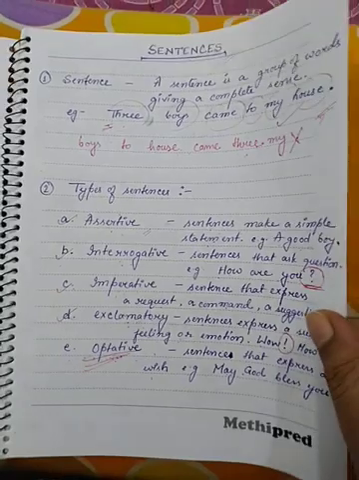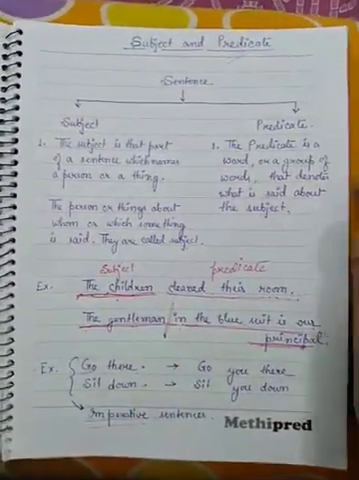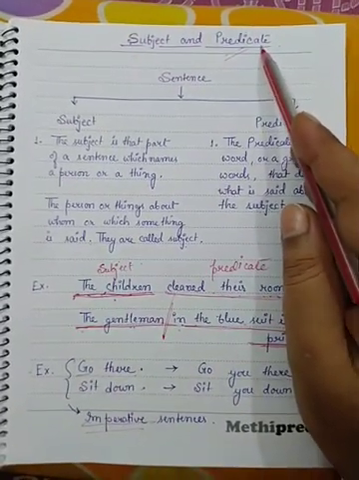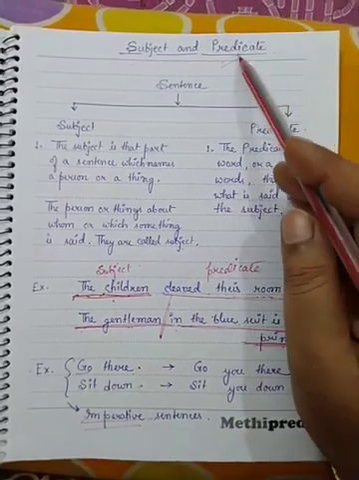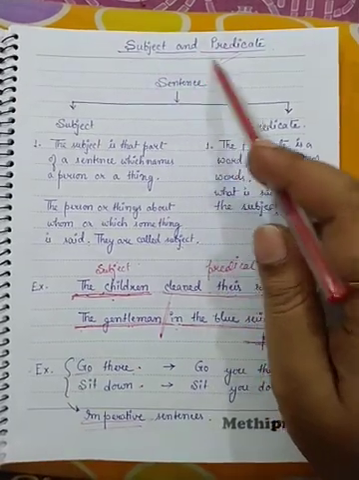Today we will go to the next part of the same chapter, that is what is a subject and a predicate. Subject and predicate. You may check in your book, the next part is subject and predicate. So we will start it today. So let's begin. Subject and predicate.